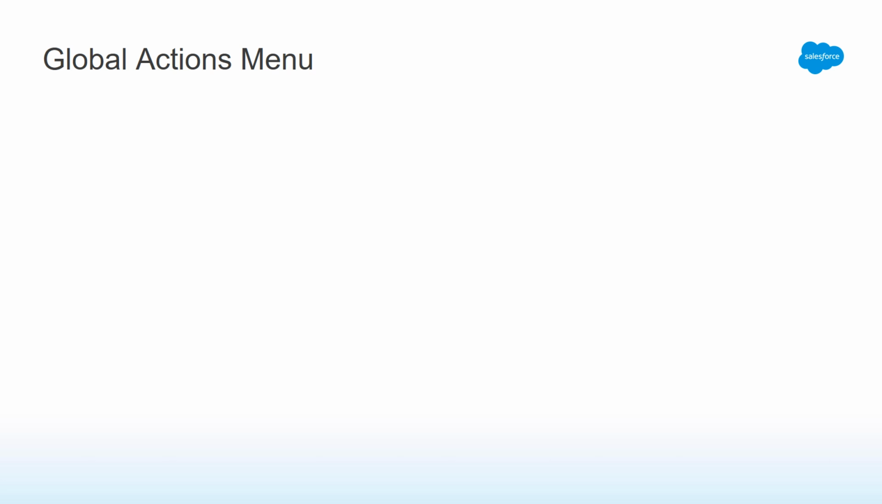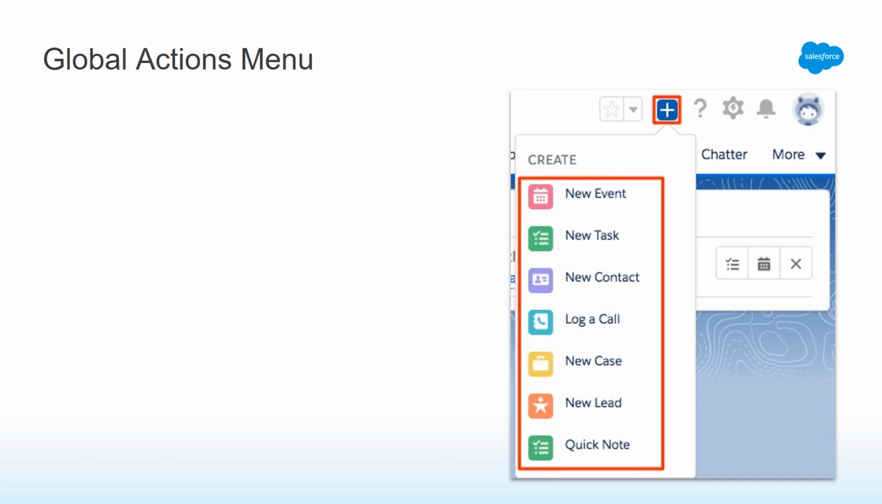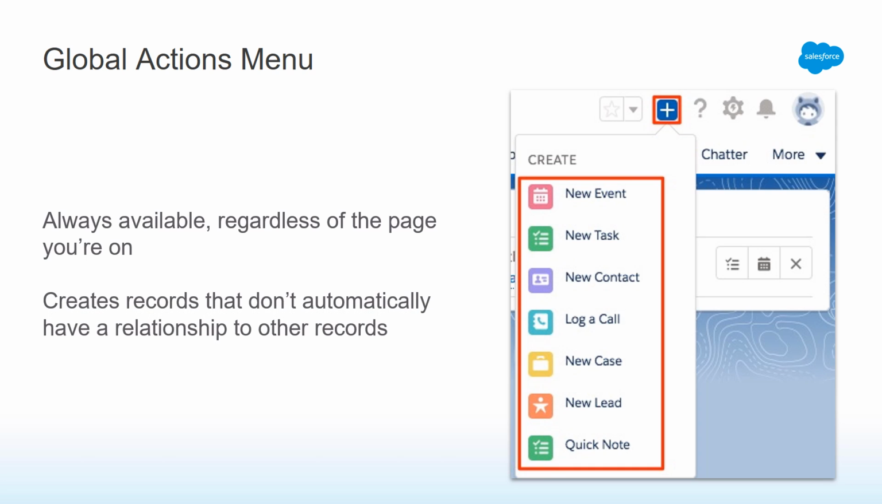The Global Actions menu. In Lightning Experience, access global actions from the Global Actions menu, which is the plus icon in the Lightning Experience header. Global actions are available regardless of the page you're currently viewing. Records created by these actions don't automatically have a relationship to any other record, and lookup fields aren't automatically filled in.